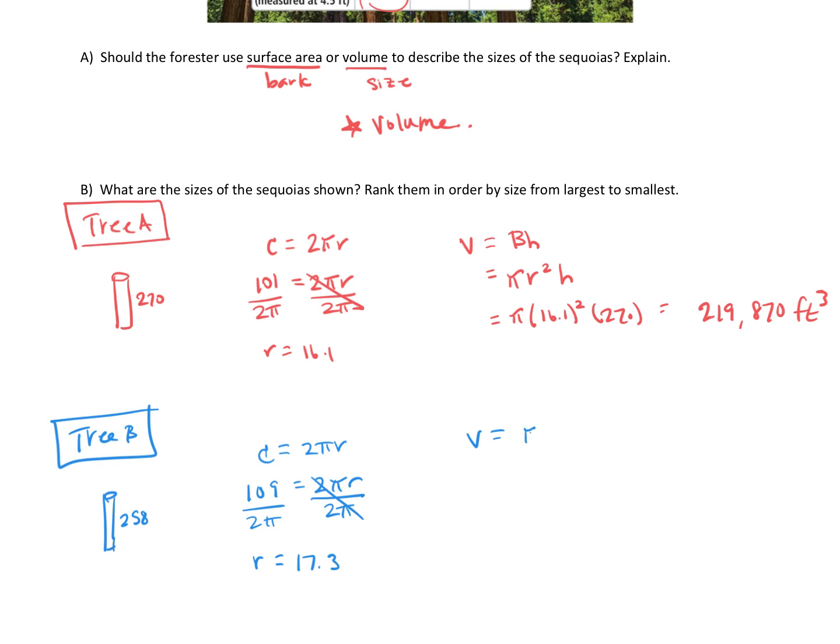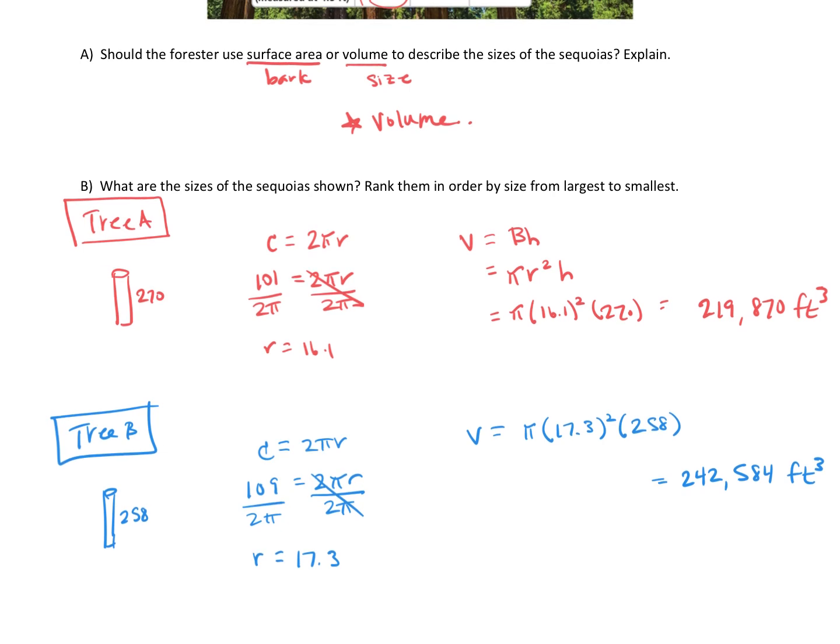Now we can find the volume of tree B because it's a cylinder, pi r squared times the height. So pi times the radius, 17.3 squared, times a height of 258. And we multiply that out and we get 242,584 feet cubed. So even though tree A was taller, tree B actually has a greater volume. It takes up more space. And that's probably because the radius is a little bit bigger, right? So it's a little bit of a wider tree.